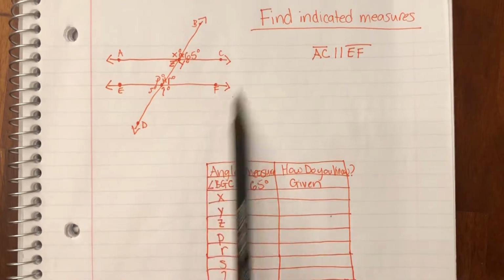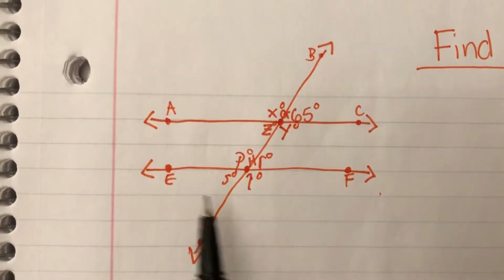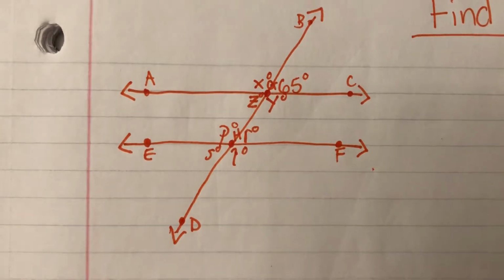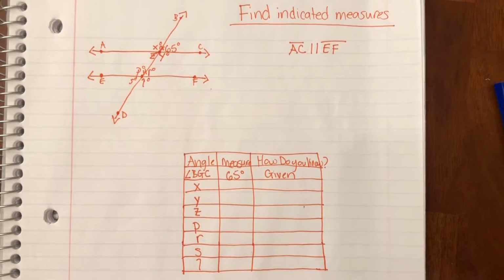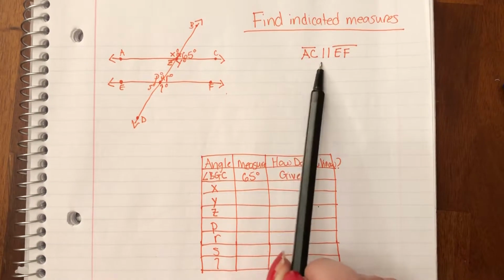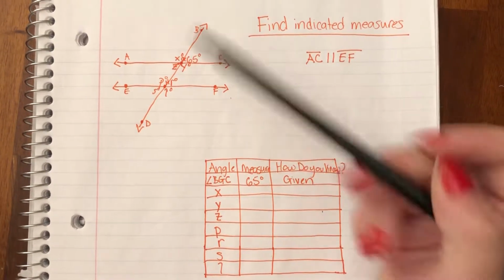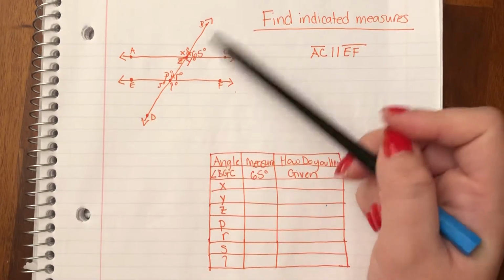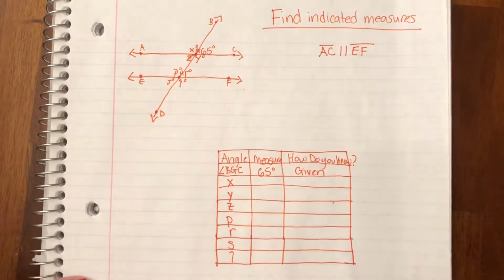We are going to check this little beautiful set of lines, and then we're going to figure out the angle measures for all of these angles on here and fill it in this little table. We also see over here that segment AC is parallel to segment EF. What I didn't write on here is that segment or line BD is the transversal that goes through. So that will give us a little bit of information as we go through.